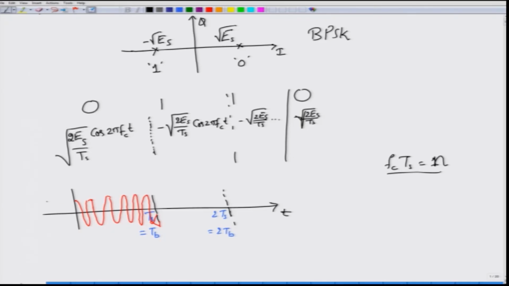Well, this amplitude is square root of 2 Es by Ts, whereas how would the signal minus square root 2 Es by Ts into cos 2 pi fc t change, or how would we draw it? That needs to be transmitted like this, right. So, I need to transmit in this way. So, hopefully I am trying to convey here, and this is looking okay.